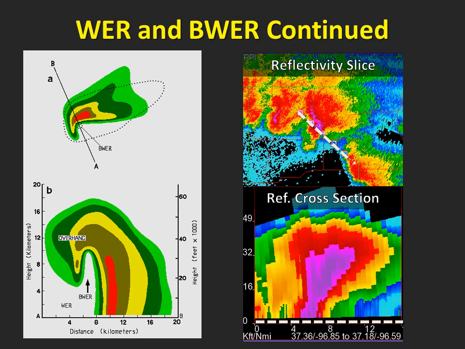Here we see a vertical cross-section through a BWER. Note that this supercell does not have the same classic hook look as the initial example we saw. A small but noticeable weak echo region is present on the southwest side of the storm, and as we look in the vertical, we see high reflectivity suspended above the area of weak reflectivity. This indicates a very strong updraft, and large hail is likely with this storm.